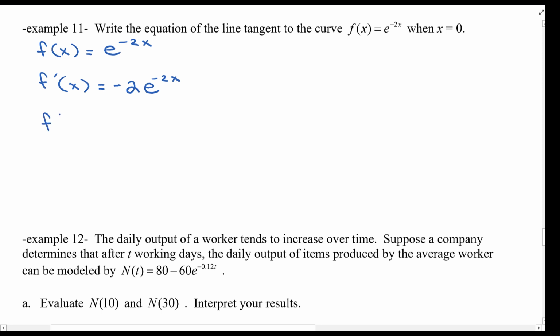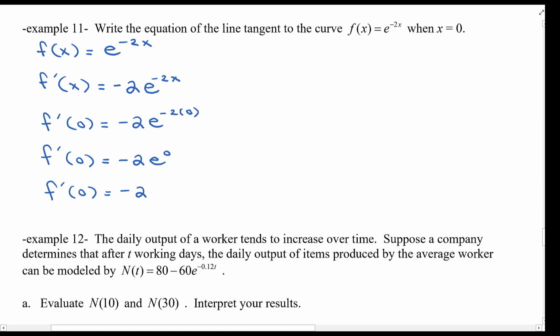f prime of 0, which will provide us the slope, is going to be equal to negative 2 times e raised to the negative 2 times 0 power. f prime of 0 equals negative 2 times e raised to the 0 power. So f prime of 0 is equal to negative 2, because negative 2 times e to the 0 is equal to negative 2 times 1.